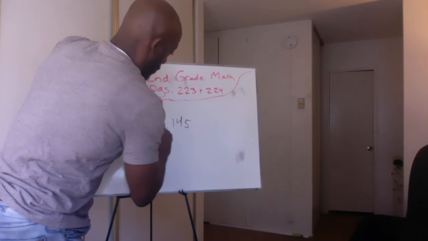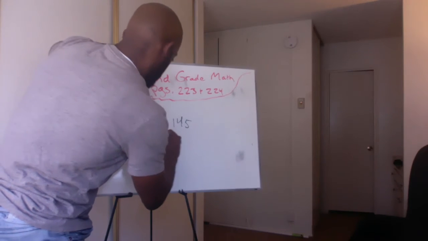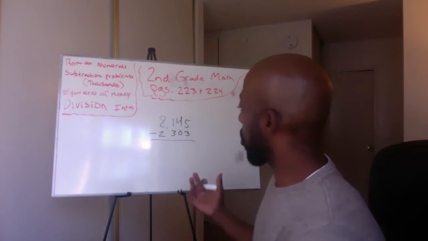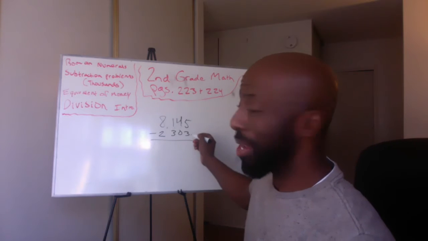8,145. And we're going to minus 2,303. Okay, those are big numbers. So what do we do first? If you know what we do first, we always start here at the ones place.